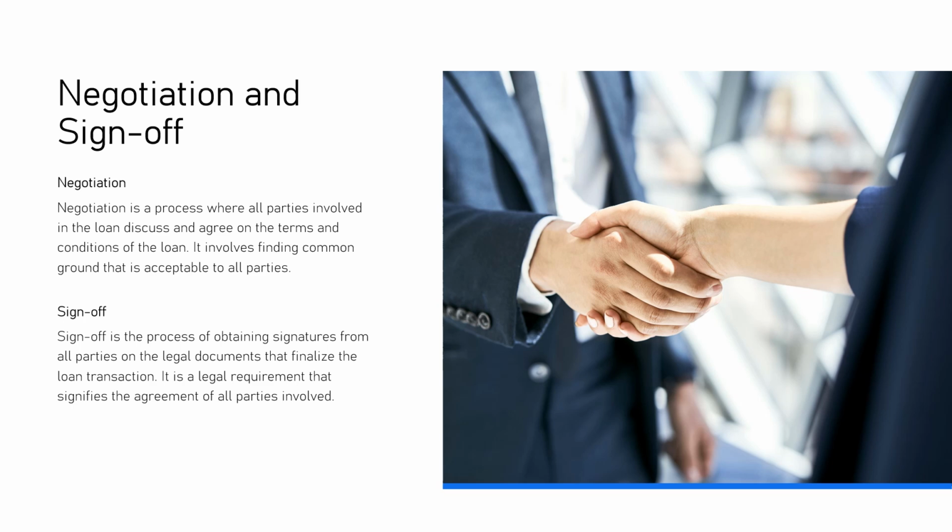Negotiation and sign off. Negotiation. Negotiation is a process where all parties involved in the loan discuss and agree on the terms and conditions of the loan. It involves finding common ground that is acceptable to all parties. Sign off. Sign off is a process of obtaining signatures from all parties on the legal documents that finalize the loan transaction. It is a legal requirement that signifies the agreement of all parties involved.